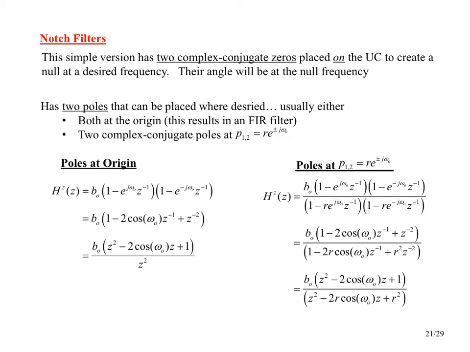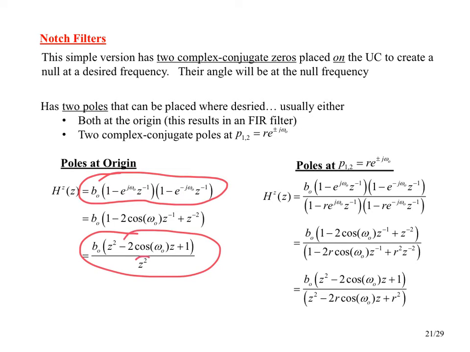So now we could put our poles somewhere else, depending on what other shapes we want. If we do poles at the origin, we're just creating this product of two zeros in the z inverse form. And if you convert that into the z squared form, you get something that looks like this, and there you can see the two poles at the origin.